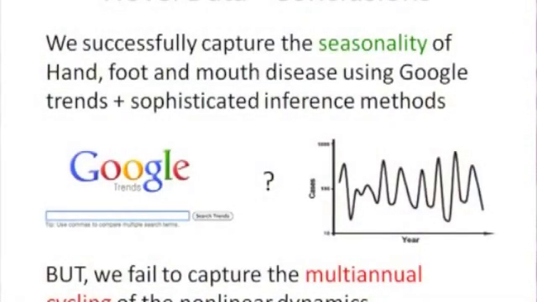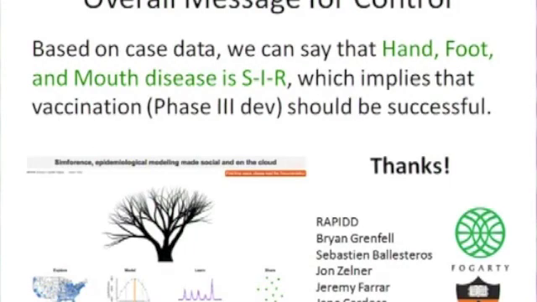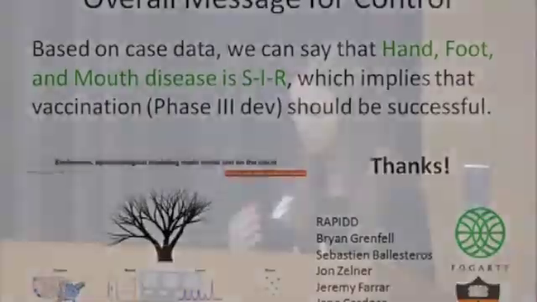So we successfully capture the seasonality using the Google Trends, plus some more sophisticated inference methods, but we failed to capture this multi-annual cycling of the nonlinear dynamics. So it remains to be seen whether these indirect measures can really provide the resolution necessary, especially when we're dealing with something with nonlinear dynamics. But based on the case data, we do have some positive news that we can confidently say that hand, foot, and mouth disease appears to be SIR, which is really good news for vaccination, meaning that it has a good chance of being successful.